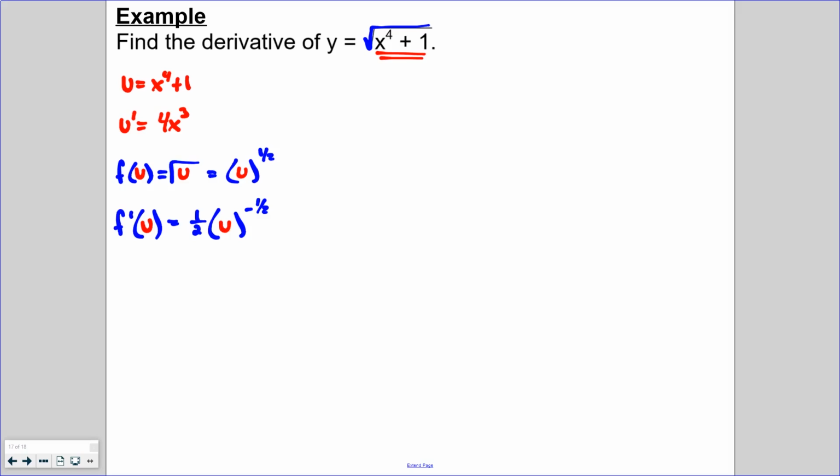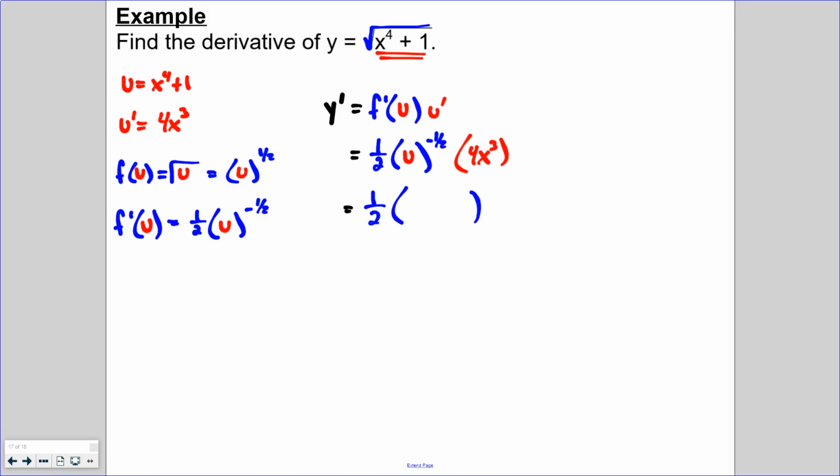And now it's chain rule time. So y prime is going to be equal to f prime of u times u prime. And then we can substitute in. So we know f prime of u is 1/2 times u raised to the negative 1/2 power. And we know that u prime is 4x cubed. And then we can just substitute in our u function, which is x to the fourth plus 1, and that is raised to the negative 1/2 power, and then multiplied by 4x cubed.